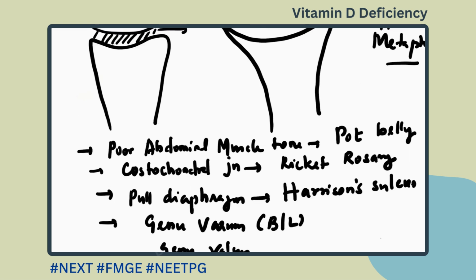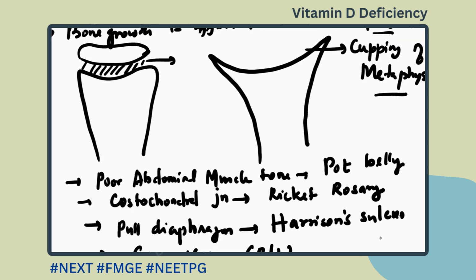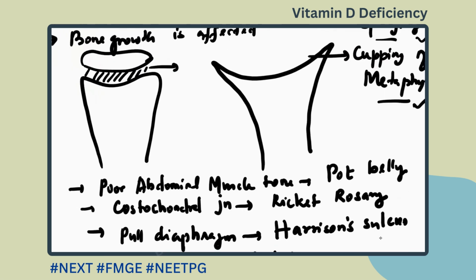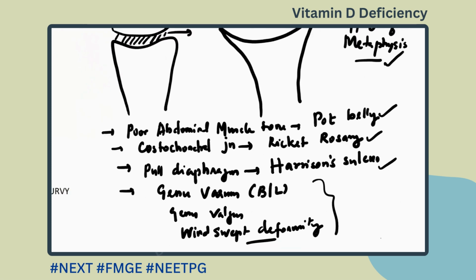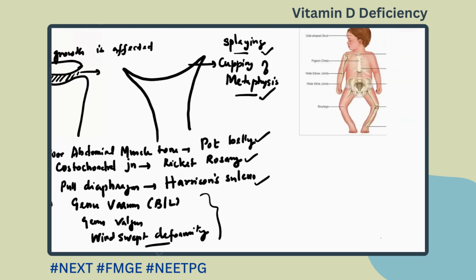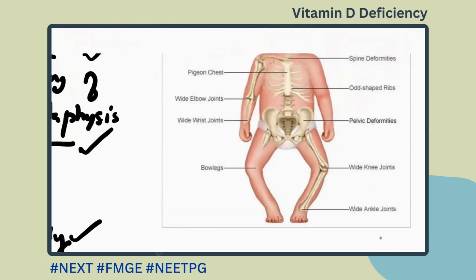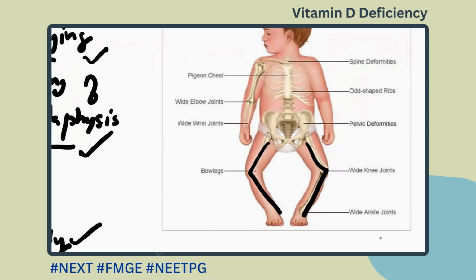So, in vitamin D deficiency, splaying or cupping of metaphysis can happen, pot belly can occur, rickety rosary can occur, Harrison sulcus can occur, and genu valgum or genu varum deformity can occur in rickets. If you see this diagram, you can understand the child's knee is like this. This is genu varum deformity.